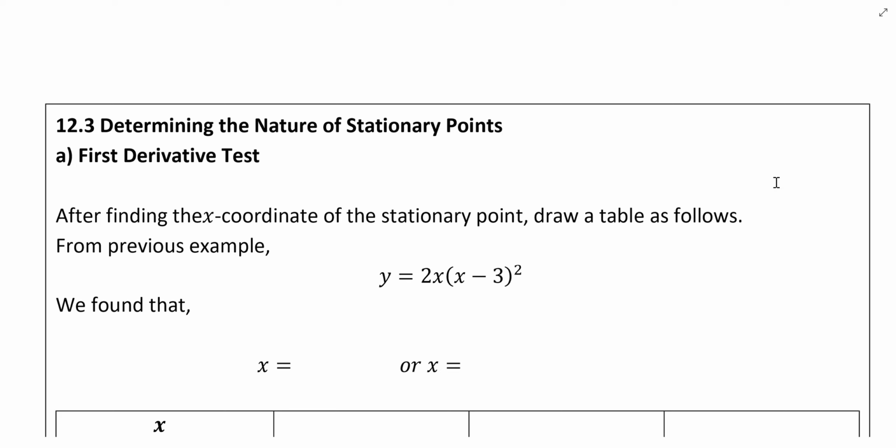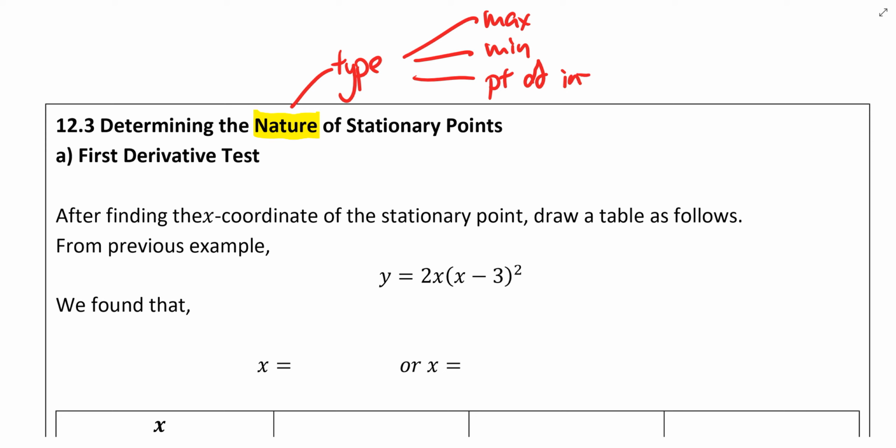This second part talks about finding the nature of the stationary point, meaning what types of stationary points there are. As we know from the first video, there are three types of stationary point. It can be a maximum, a minimum, or a point of inflection. Now, there are two methods of finding the nature of the stationary points.